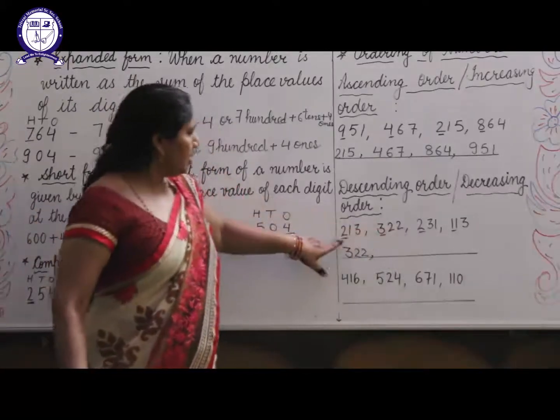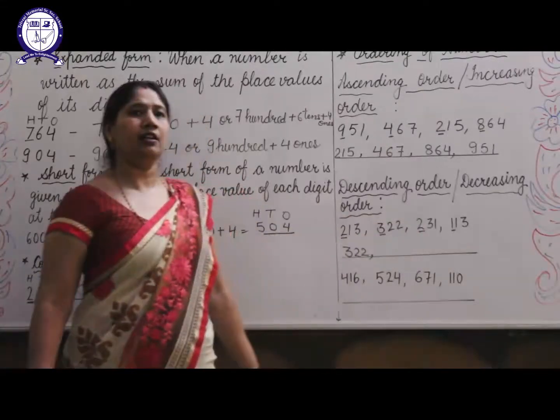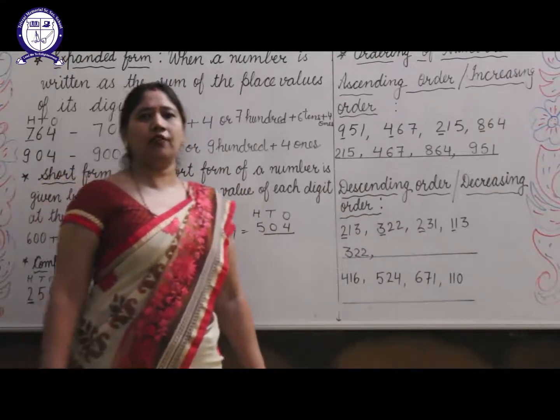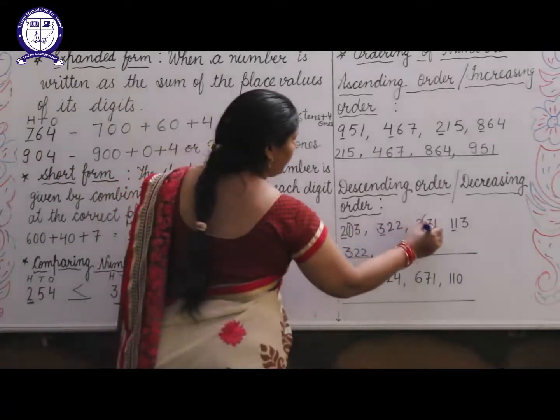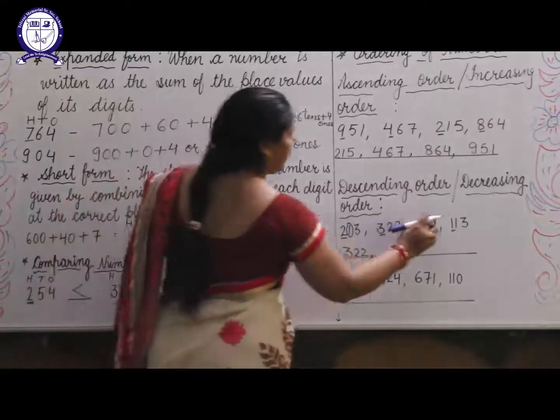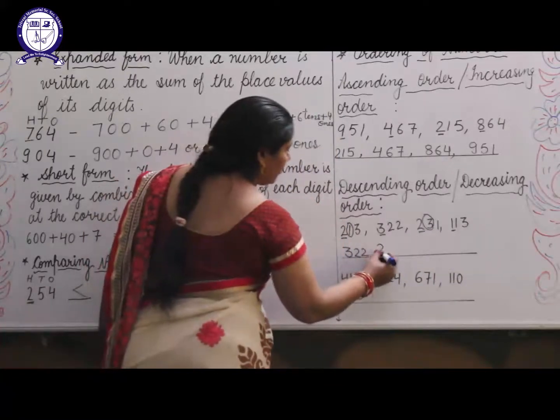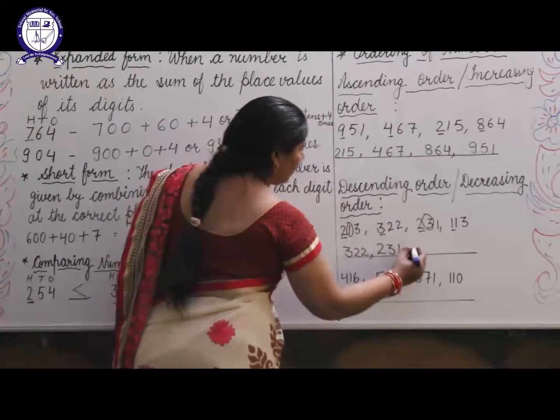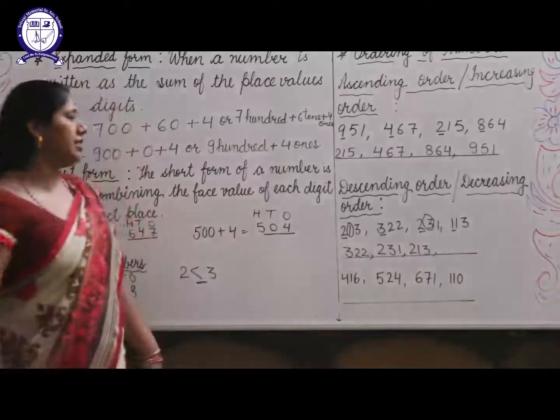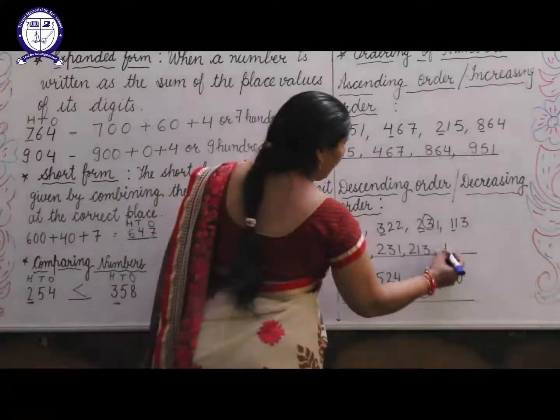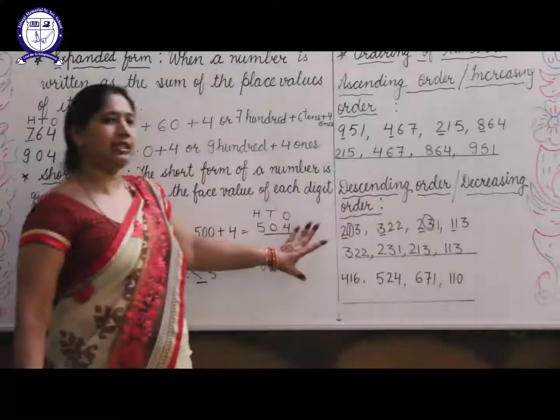So friends, look here. In both cases the hundreds place is the same, 213 and 231. If the hundreds place is the same, we have to compare the tens place. In this number the tens place is 1 and in the other the tens place is 3. So which is greater, 1 or 3? 3 is greater. So firstly we write the greater number, after that we write the smaller number. And which is the smallest number? 130. This is the descending order of these numbers.